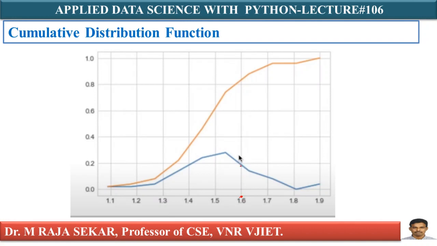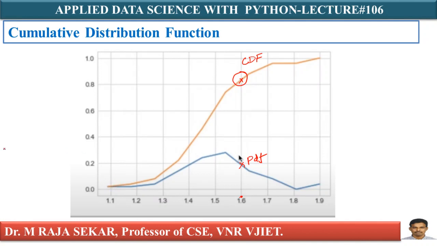This is 1.6. This is my point on the PDF, whereas you have a point on the CDF. This is the CDF point, and this is the PDF point corresponding to the value of x equal to 1.6. We know how to get the PDF, this curve I already discussed. Now how can I construct this CDF? That's an important point, isn't it?